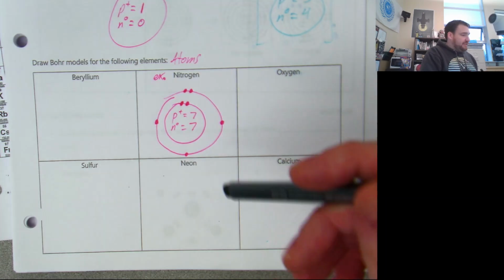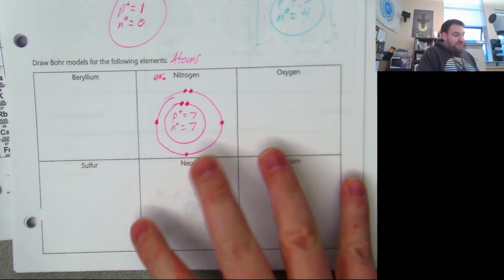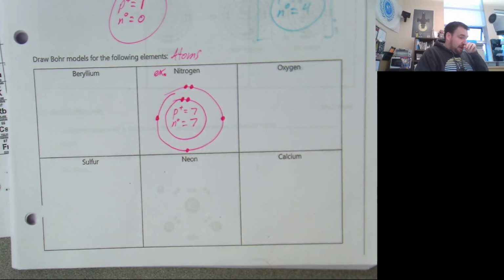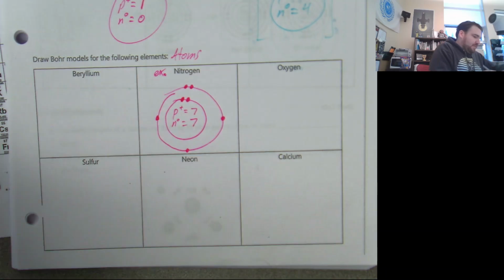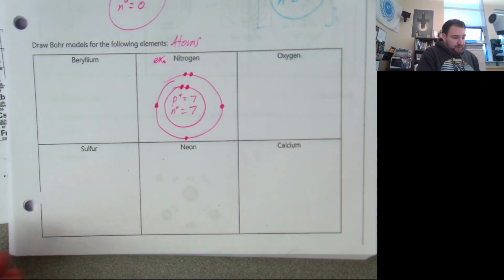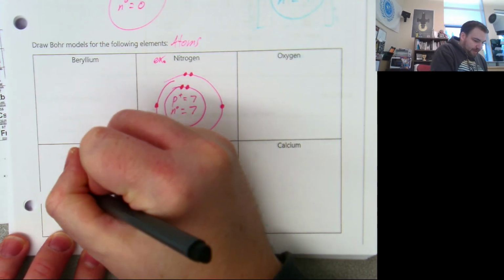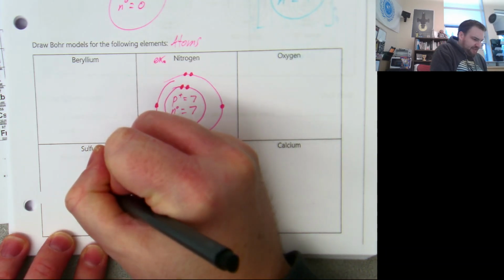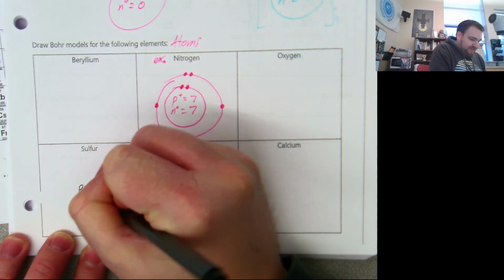So I'll use one of these questions from your homework to demonstrate that shortcut. Let's pick a bigger one. Sulfur looks like a biggish one. If you look at sulfur, sulfur is in row 3. So once we get the nucleus, it's going to be P equals 16. N is also going to be 16.